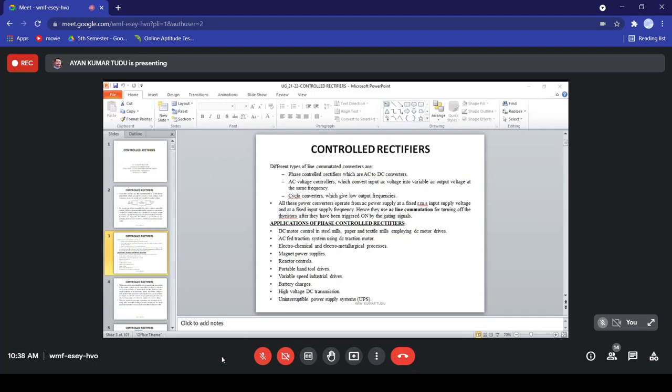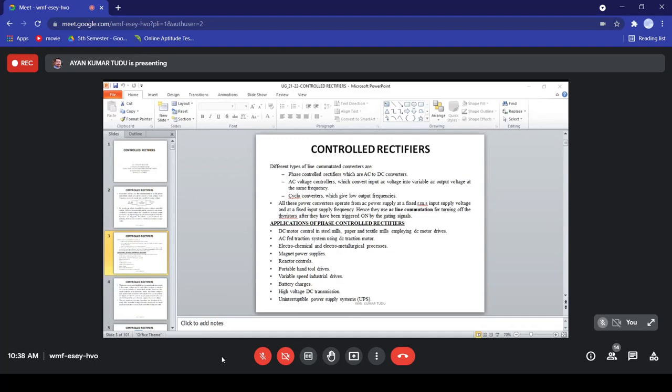they use AC line commutation. What do you mean by that? What we can understand is that whenever the thyristor current or the load current falls to zero, the thyristor will turn itself off. Okay, so that is what is known as AC line commutation.